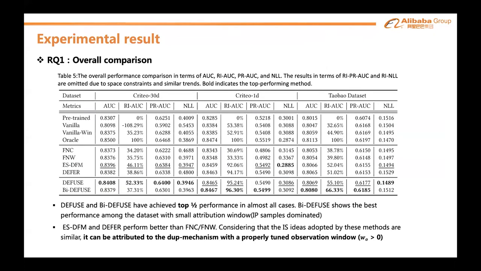Firstly, we can see our DIFUSE and Bi-DIFUSE have achieved top one or top two performance in almost all cases. And Bi-DIFUSE shows the best performance among the datasets with small attribution window. In addition, ESDFM and DEFER perform better than FNC and FNW, which can be attributed to the loop mechanism with a properly tuned WO.